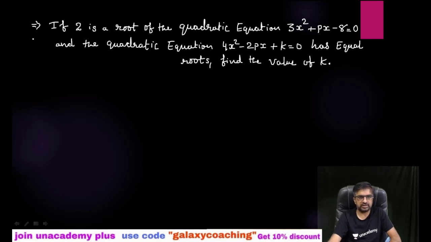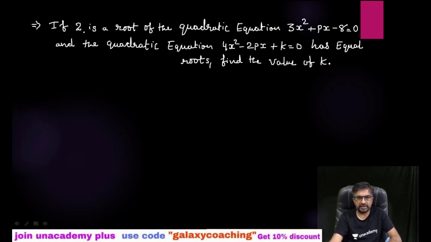Okay guys, so let us start with this question. If 2 is the root of the equation 3x square plus px minus 8 equals to 0 and the quadratic equation 4x square minus 2px plus k equals to 0 has equal roots, then find the value of k.